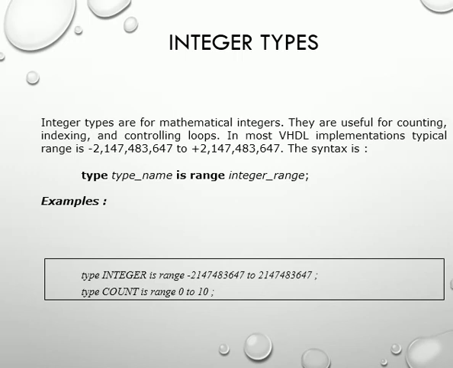Now, an example of this is a type integer with range from -2147483647 to plus 2147483647. You can read that number here. Or we can have another example, a type where the integer name that we have selected, count, has a range from 0 to 9. So this is the integer type of data.